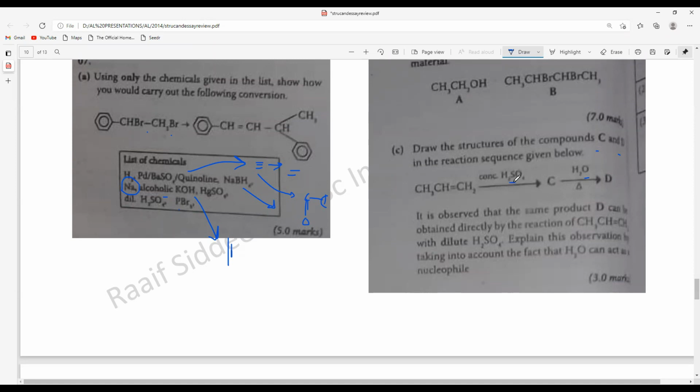So when you have this reaction like CH3, CH double bond CH2, and you add dilute H2SO4, this is normally what happens. You will have the hydration product CH3, CH(OH), CH3. This is the normal product. But this is a little bit different, because first you have to, okay, I will stop sharing and I will use the board. It is easy.